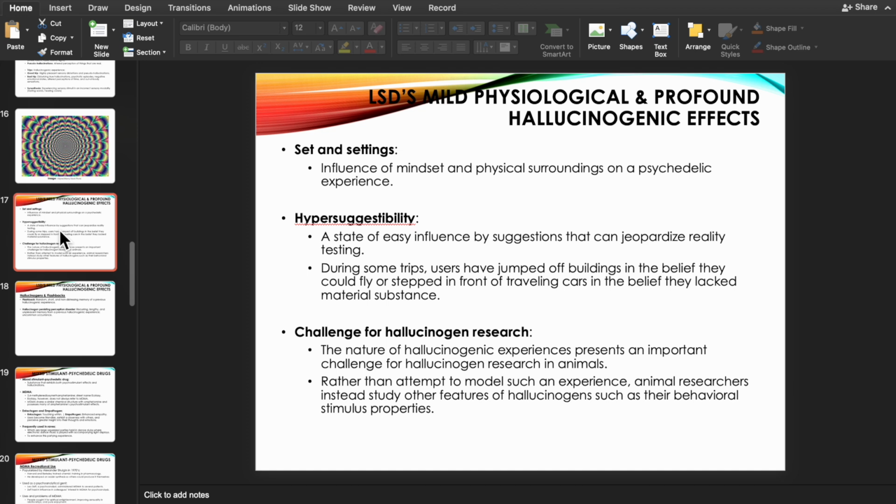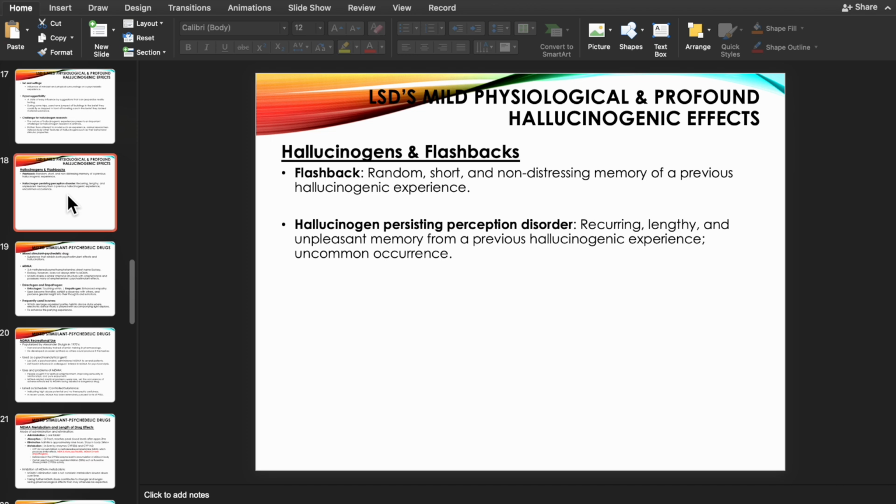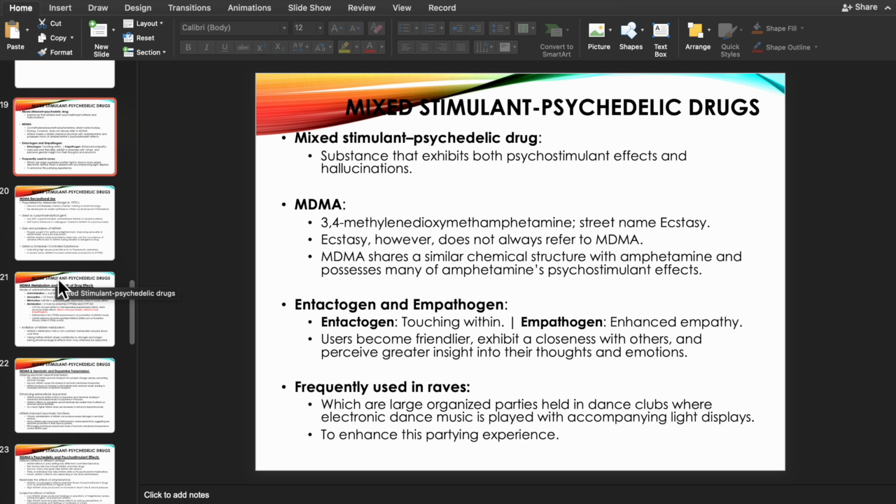Even though so far it sounds like psychedelics are harmless, people have jumped off buildings believing that they could fly, or walked into oncoming traffic. It's not that harmless, or else it would be legal. Other effects of LSD include flashbacks from previous use or recurring unpleasant memories from a hallucinogenic experience. Mixed stimulant psychedelic drugs cause psychostimulant effects and hallucinations. So you have both: the stimulant effects, then the psychedelic hallucinations.